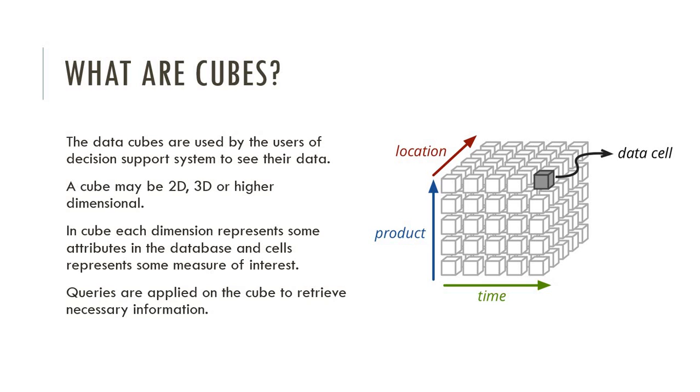So this is all about what is a data cube. In simple words, we can say that it is a cube of data in which cells represent the data and the dimensions represent the attributes.